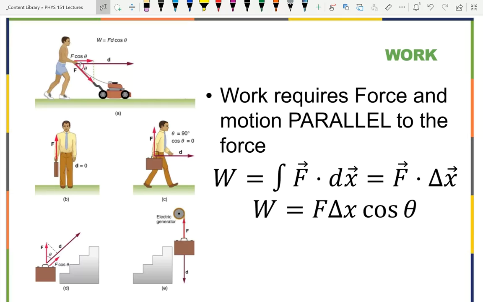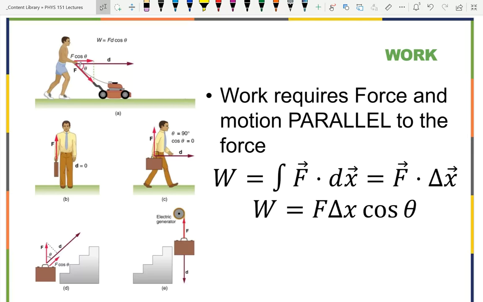The definition of work is that work requires a force and motion parallel to the force. The first line is a calculus equation. If you understand calculus, that's exactly the definition of work: integral of force dot dx. What does a dot product mean? With respect to direction, right? A dot product means you're multiplying only the parallel parts of two vectors. We've been doing a lot of work with vectors. Here we have a calculation where we're multiplying the parallel parts.